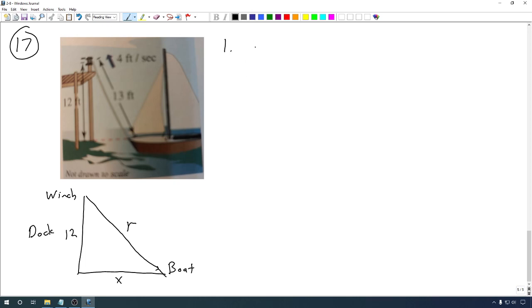So we have x equals the distance from the boat to the dock. We have r is the length of the rope.